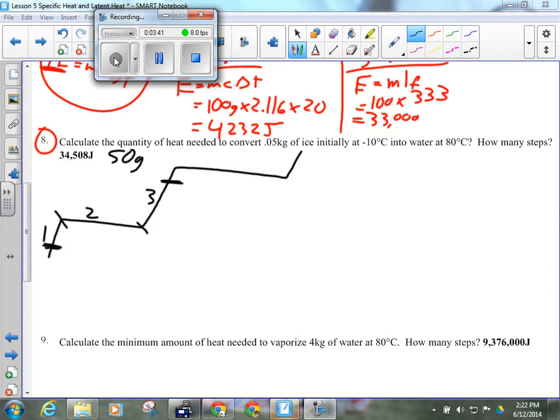In this step here, since temperature is changing, I use E equals MC delta T. Here where I'm changing the state and the temperature is not changing, I use E equals MLF. And here, where I'm heating up the water and temperature is again changing, E equals MC delta T.